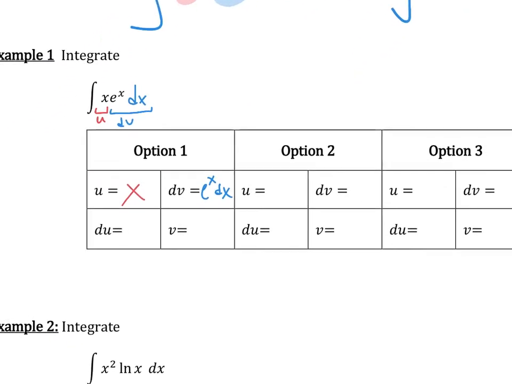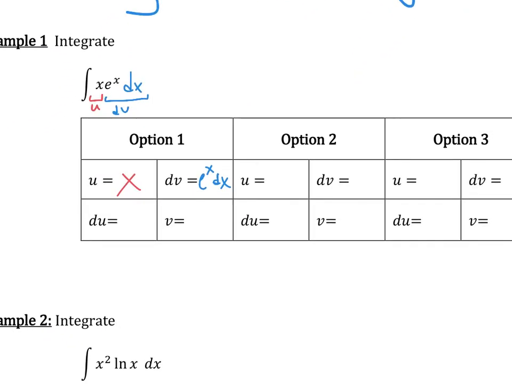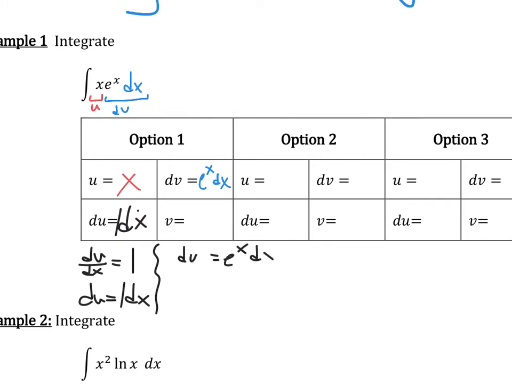Well, how do we get those? We're going to find du by taking the derivative of this. So we can say du dx is equal to the derivative of the right side, which is 1. So in other words, du is dx, or really 1 dx. Well, if we know that dv is equal to e to the x dx, then we can find v by integrating. So if we integrate dv, or really 1 dv, then we have v equals e to the x.